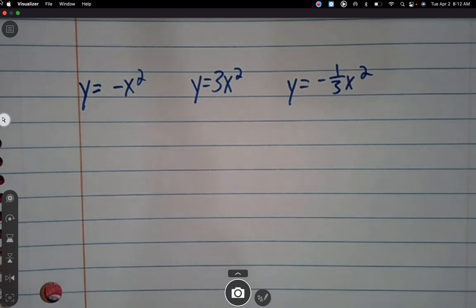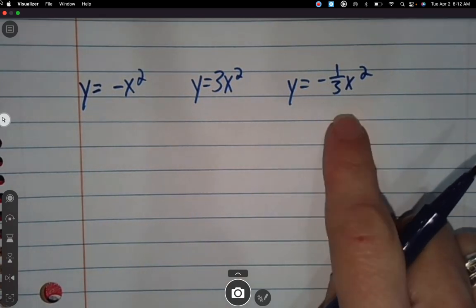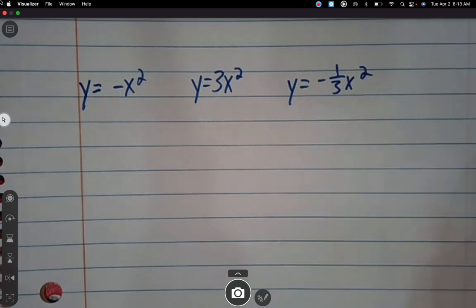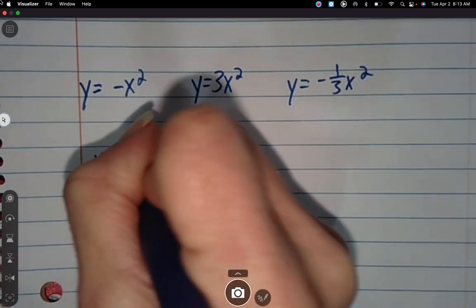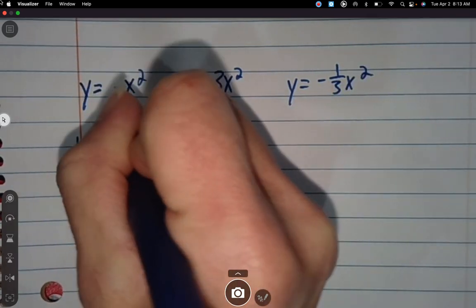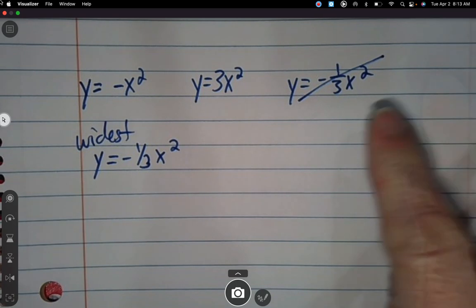So which one of those would be the widest? Which one has a number between 0 and 1? The 1/3. Okay, so that one's the widest. If it has a fraction, that's going to be the widest. So I'm going to put y equals negative 1/3 x squared. That's the widest. Okay, let me cross that one off.